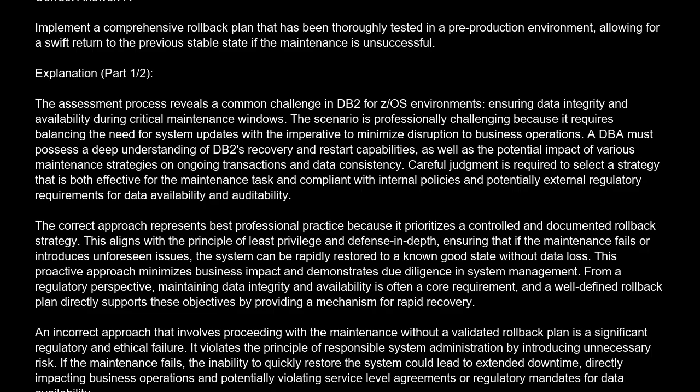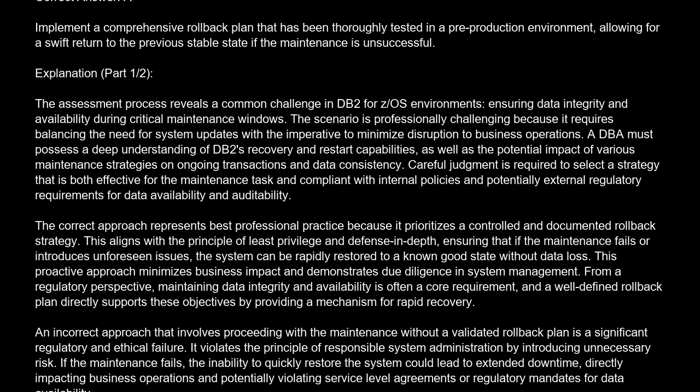Correct answer is A. Implement a comprehensive rollback plan that has been thoroughly tested in a pre-production environment, allowing for a swift return to the previous stable state if the maintenance is unsuccessful. Explanation. The assessment process reveals a common challenge in DB2 for z/OS environments: ensuring data integrity and availability during critical maintenance windows. The scenario is professionally challenging because it requires balancing the need for system updates with the imperative to minimize disruption to business operations.